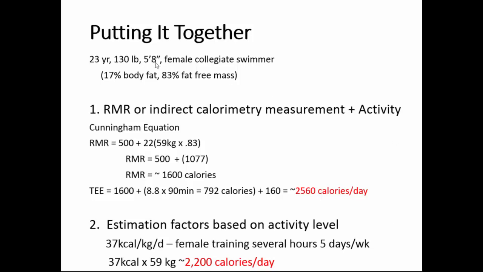We've got a 130-pound, 5'8" collegiate swimmer who we measure her body fat, and it's 17%, which means she's 83% fat-free. And we go through these different equations just to show you, just to compare. Here's the Cunningham equation. Since she's 83% fat-free, we put this number in, we do the math, and that's 1,600 calories for rest, her resting energy expenditure. But then since she's a swimmer, we'll use the compendium, which we just saw on a previous slide, that said she's burning 8.8 calories per minute. So let's say she swims for an hour and a half, and she may not be swimming the whole hour and a half, but just as an estimate here, and that comes up to about 800 calories.